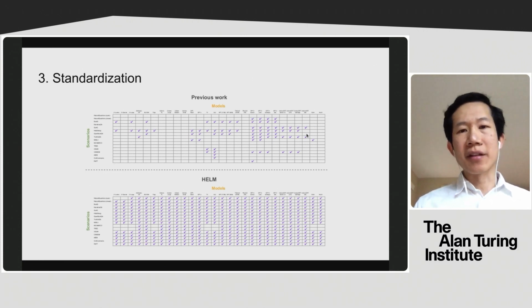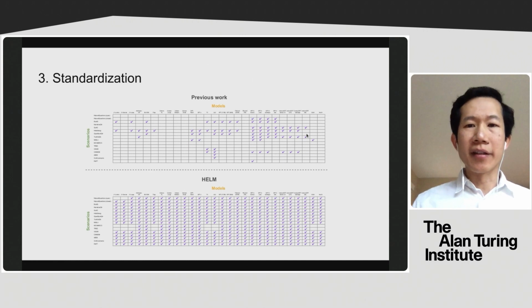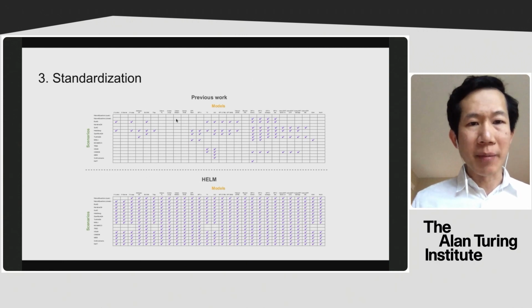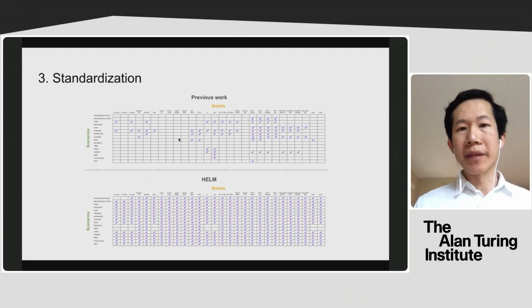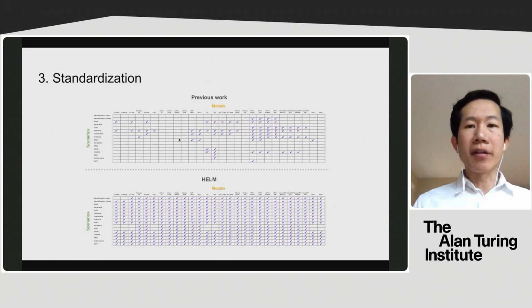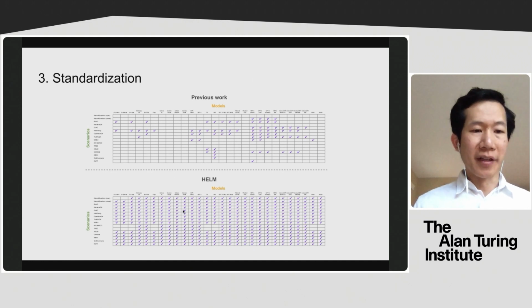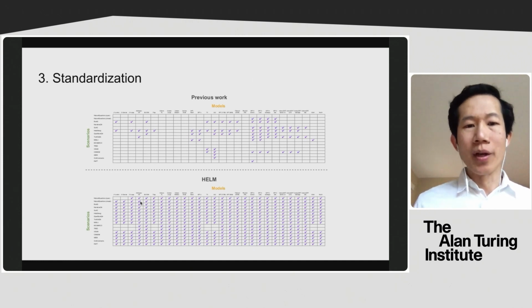We see that the coverage is actually very sparse when you look at even the most common scenarios. Some models are evaluated on some of them, but for example, some of the models aren't even evaluated on any of them. And this makes it hard to compare the different models because they're not evaluated on the same thing. So in HELM, we rectify this by filling in the matrix. For every scenario, we're committed to evaluating each of the models, at least on a subset of core scenarios.